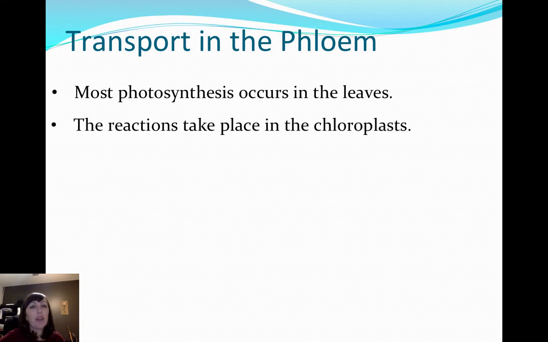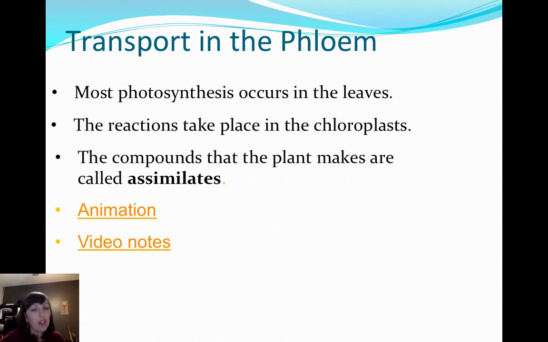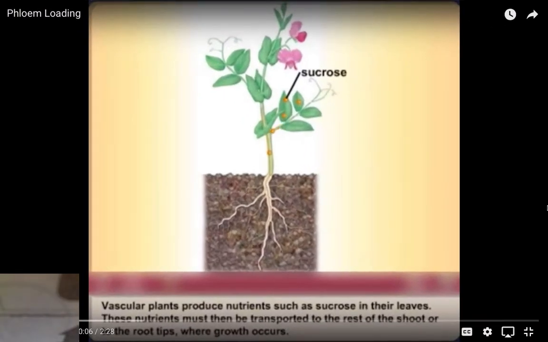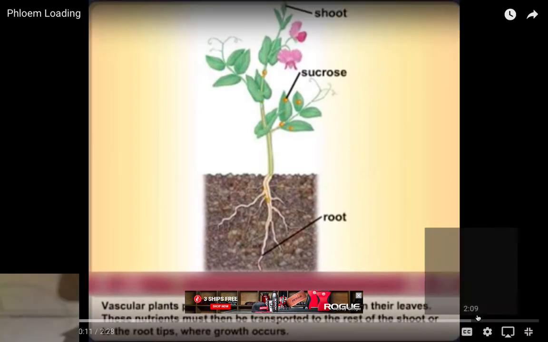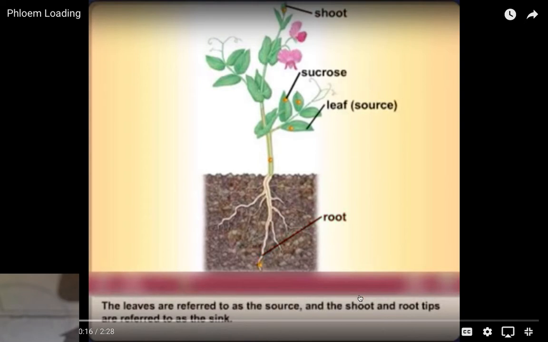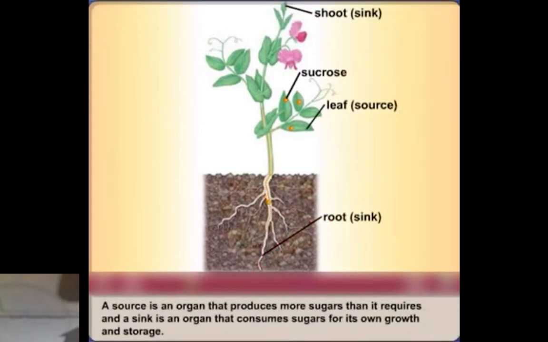Okay, so transport in the phloem. So most photosynthesis occurs in the leaves. The reactions take place in chloroplasts, which you know. The compounds that the plant makes are called assimilates in their leaves. These nutrients must then be transported to the rest of the shoot or to the root tips where growth occurs. The leaves are referred to as the source, and the shoot and root tips are referred to as the sink. A source is an organ that produces more sugars than it requires, and a sink is an organ that consumes sugars for its own growth and storage.